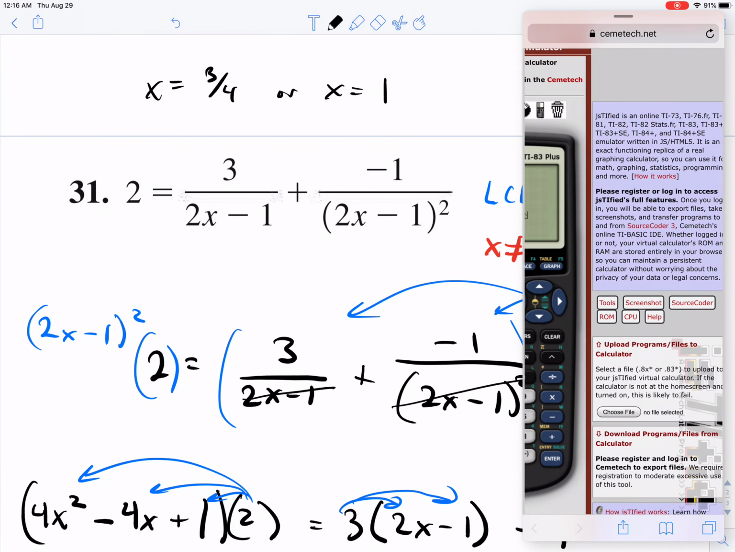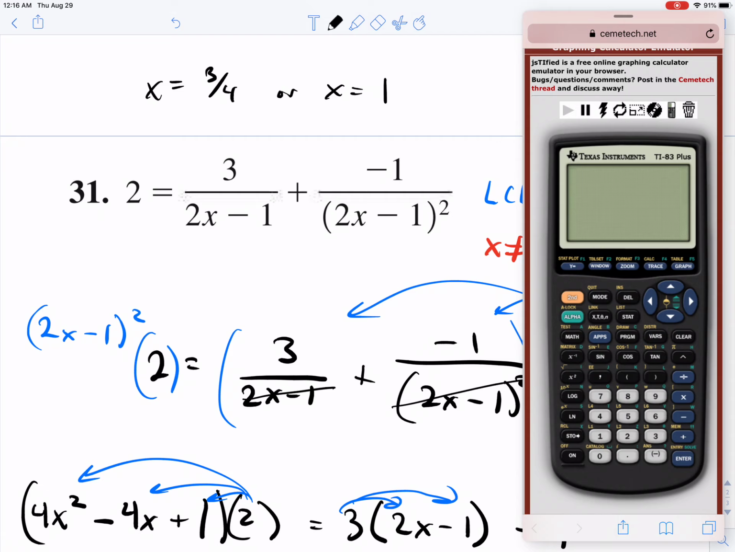How did I get rid of that? Okay. So now, what I'm going to do, I'm going to type in one side of the equation. So I'm going to type in the right hand side into my y equals. We're going to say 3 divided by 2x minus 1. And that's okay. Then we're going to say plus. Now the top is -1 divided by the bottom, 2x minus 1 quantity squared. Okay. So hopefully that should be typed in properly.